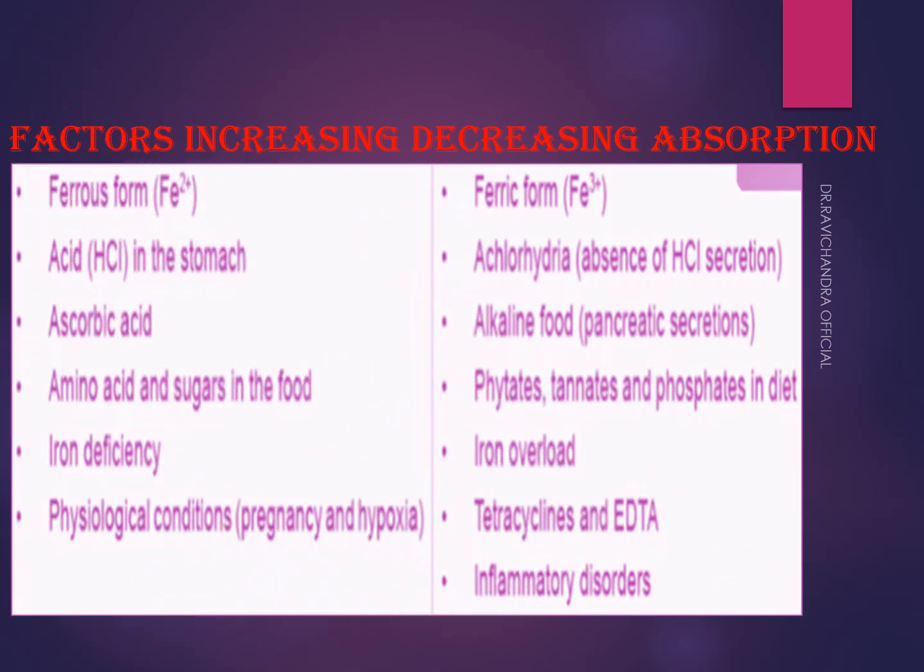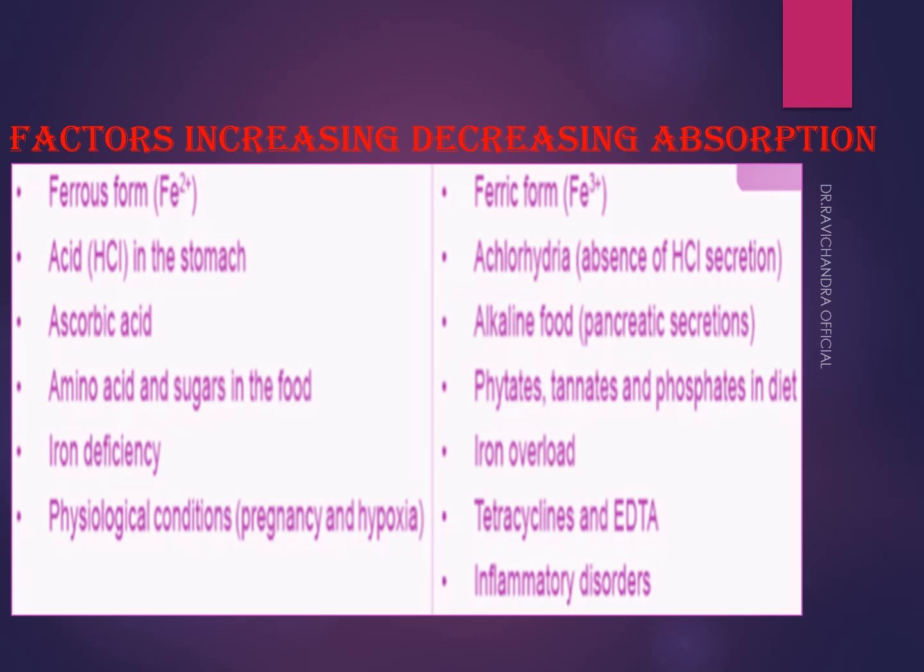So this question can be asked for 3 marks: factors increasing and decreasing absorption. Ferrous form, acids in the stomach, ascorbic acid, amino acids and sugars in the food, and iron deficiency and physiological conditions like pregnancy and hypoxia will act as factors increasing the absorption of iron.